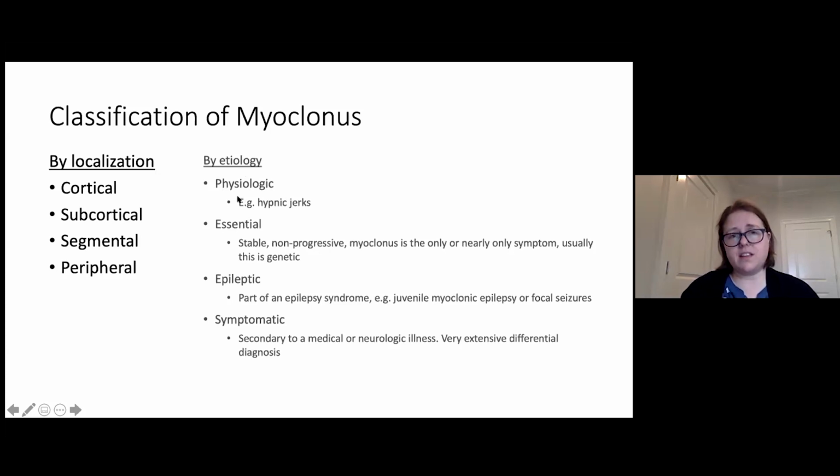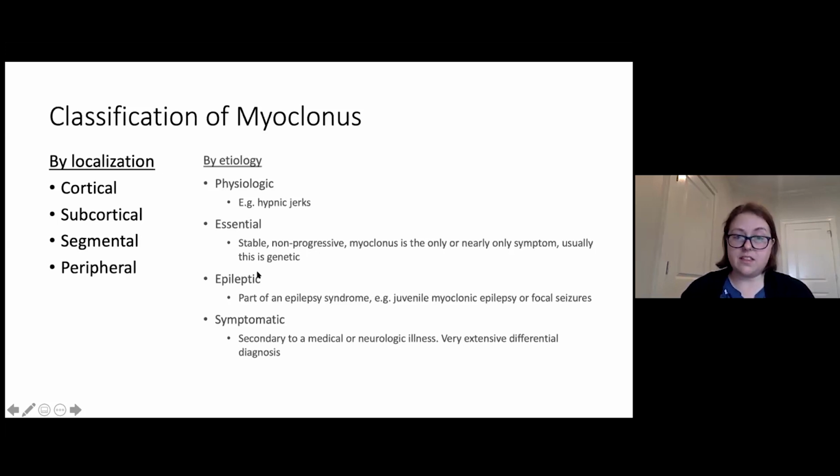So there's physiologic myoclonus. An example of that is hypnic jerks, which is what happens to many of us when we're falling asleep at night, where you feel like the bed went out from under you and your whole body jerks. That's totally normal. Essential myoclonus refers to myoclonus in which it's basically the only or nearly the only symptom. Usually there's a genetic explanation for this, and it's not progressive.